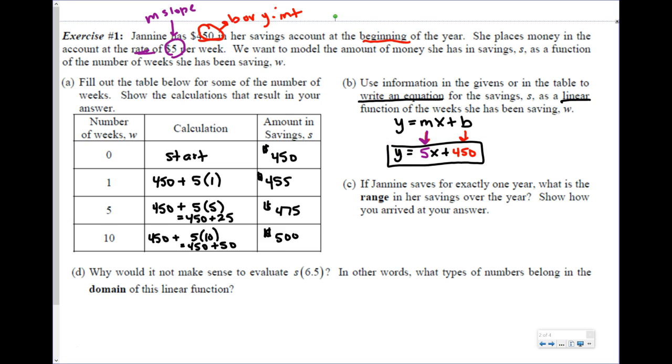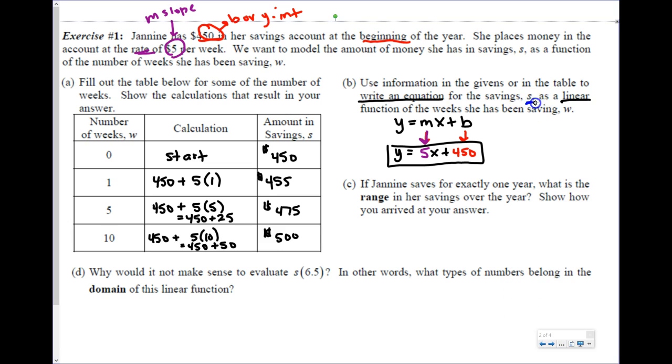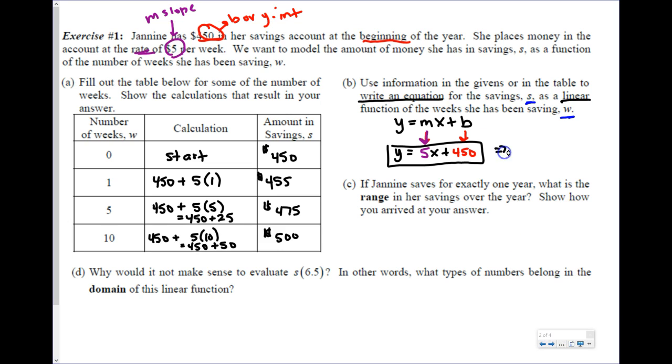And now I just have to plug in: y equals 5x plus 450, and I have my equation. Okay, now I've made one mistake in that this problem wants me to use the letters S and W. So instead of leaving my answer as y equals 5x plus 450, I'm going to change my answer to S equals 5w plus 450. The W stands for weeks, and she's saving $5 per week, and then you'll get your total savings with S. So this is what the problem is asking for with the correct variables. Okay?